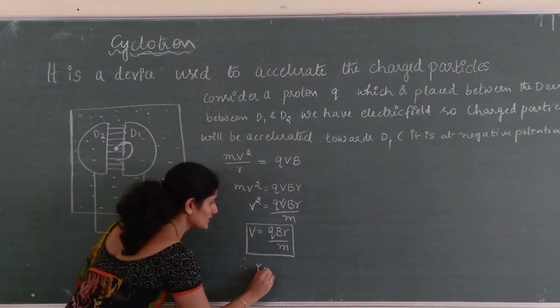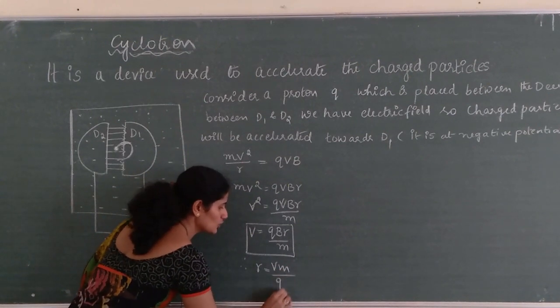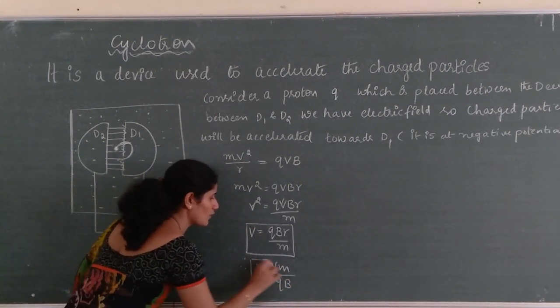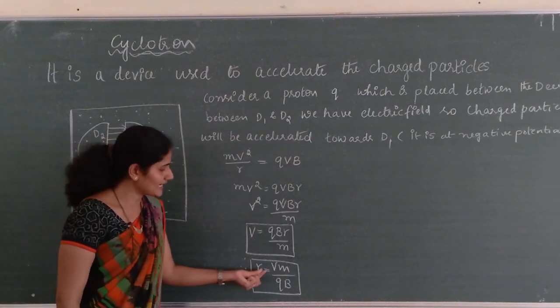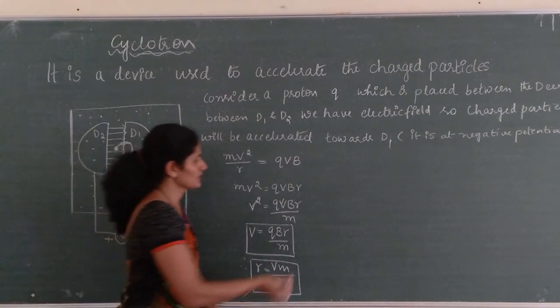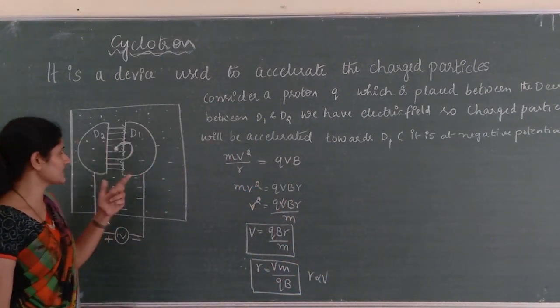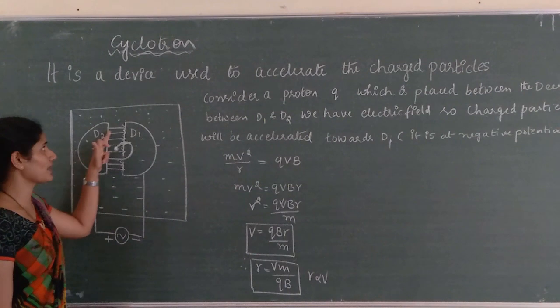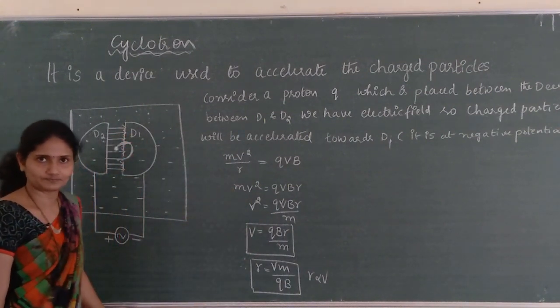Therefore, r is equal to mv divided by qB. This is the expression for the radius of the circular path. So, radius is directly proportional to velocity. As velocity increases, the radius of the circular path also increases because they are directly proportional.